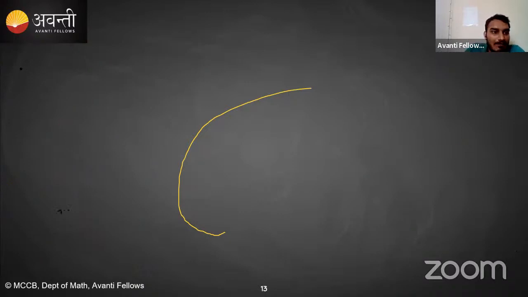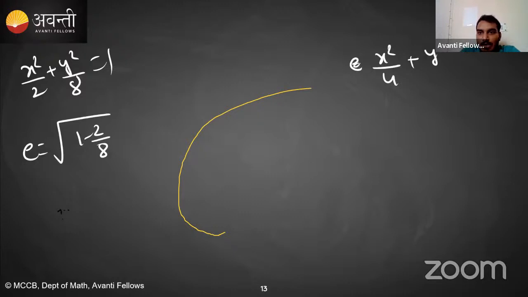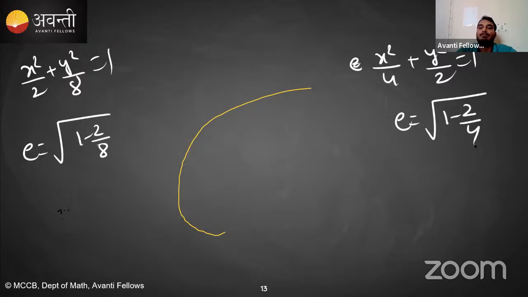For example, if you have x square upon 2 plus y square upon 8 is equal to 1, then eccentricity is root of 1 minus 2 by 8. Is this clear? And let's say if x square upon 4 plus y square upon 2 is equal to 1, in this case what will the eccentricity be? Under root of 1 minus 2 by 4. Is this clear? Is there any doubt, students? Tell me quickly in the chat box if you have any doubt regarding this.